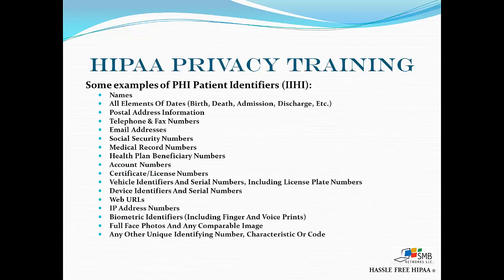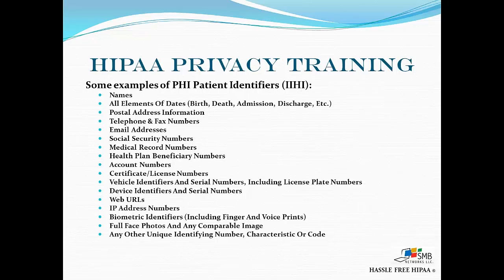So some examples of protected health information patient identifiers. Names. Well, obviously names are going to be there. All elements of dates of birth. All elements of dates, including birth date, death date, admission date, discharge date, etc. Postal address information. Telephone and fax numbers. An email address. Social security numbers. Medical record numbers. Health plan beneficiary numbers. Account numbers, certificate and license numbers.